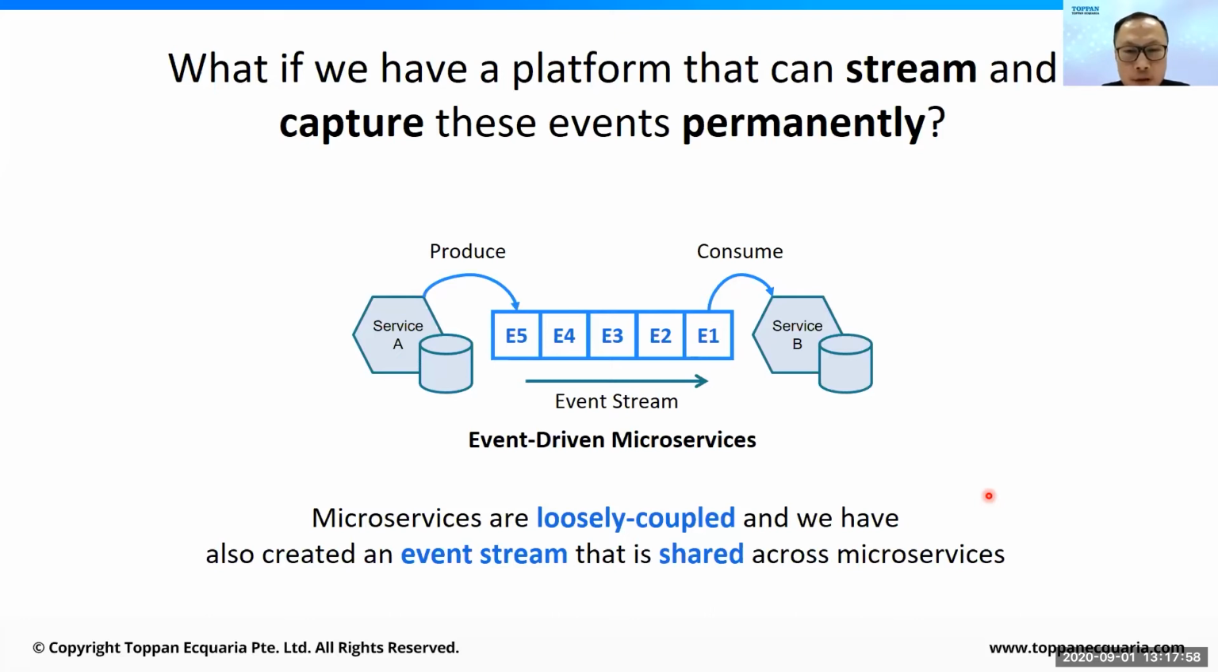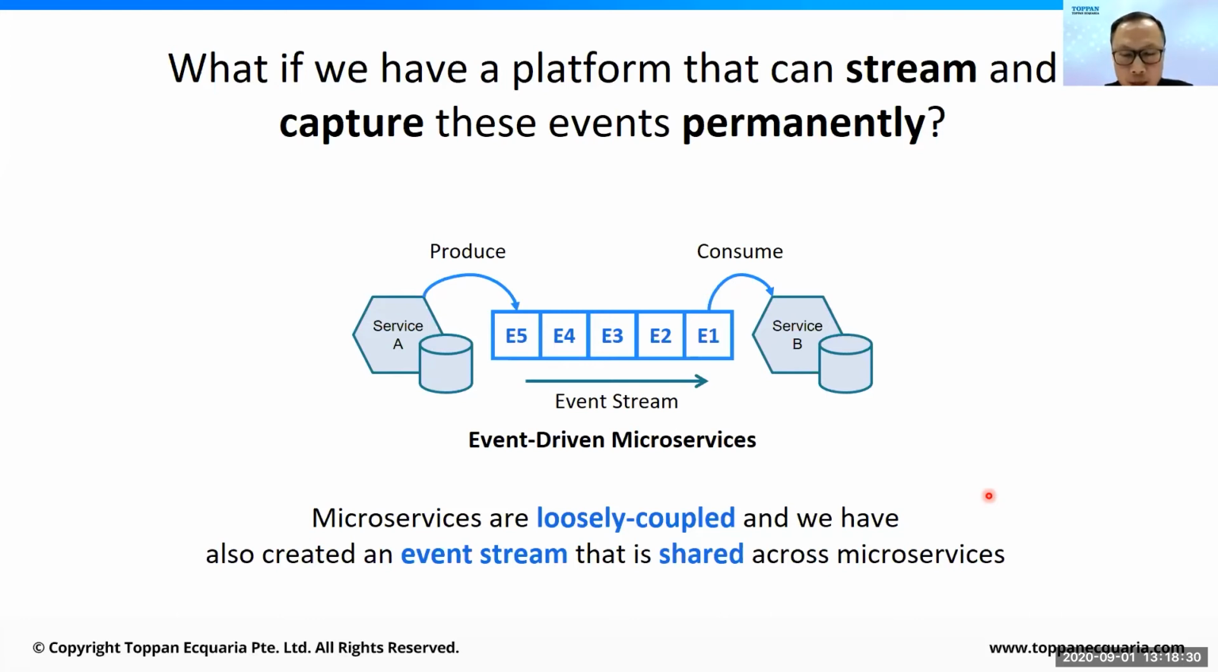So it can consume the event in the real-time manner as and when the event come in, or maybe it can consume sometime later when maybe when it's up to handle the request. So the events are actually buffered in the event streaming platform. So using this approach, microservices are more loosely coupled. And at the same time, when you build a system based on this approach, you also create an event stream that is shared across all the microservices.